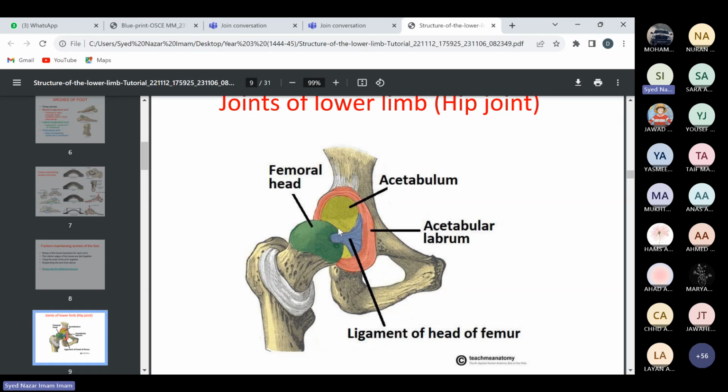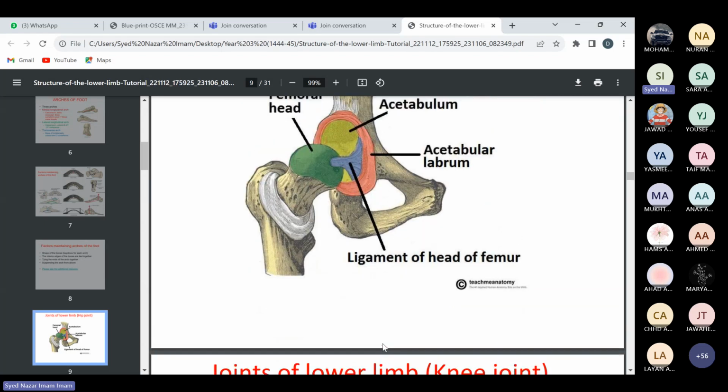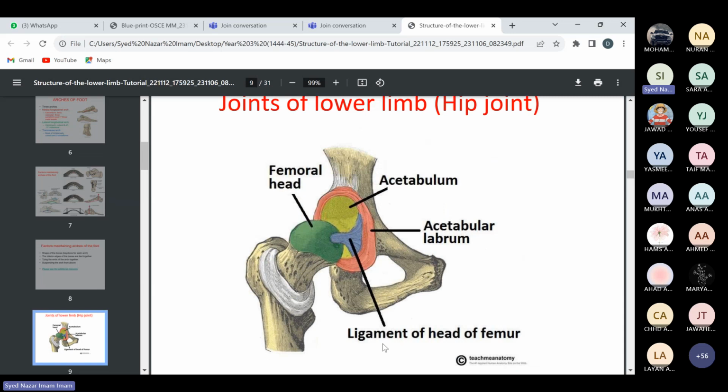The next question is about what the structures forming the hip joint are. So it is formed by the head of the femur and the acetabulum of the hip bone. The next thing you have to know about is the ligaments. So what are the ligaments we have here that you have to know?